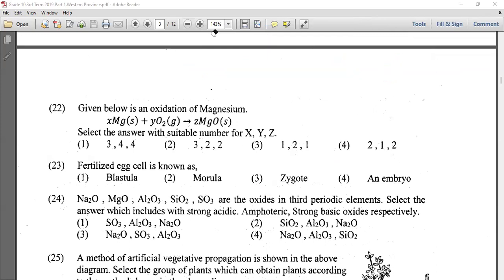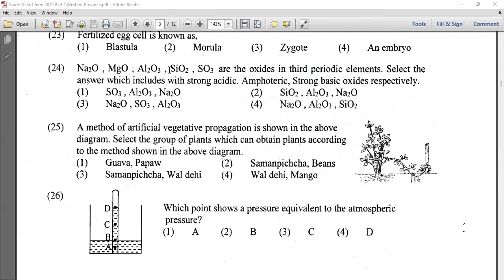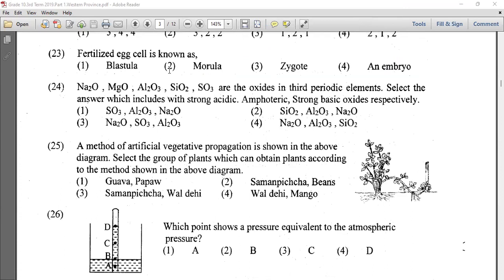Right, 24th. Sodium oxide, magnesium oxide, aluminium oxide, silicon oxide, sulfur trioxide are the oxides of the third period elements. Select the answer which includes the strong acidic, amphoteric, and strong basic. If you can remember, metallic oxides are basic. Non-metallic oxides are acidic. So we have to go for strong basic and strong acidic.